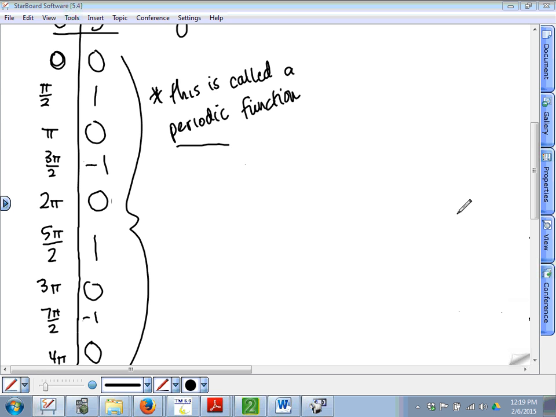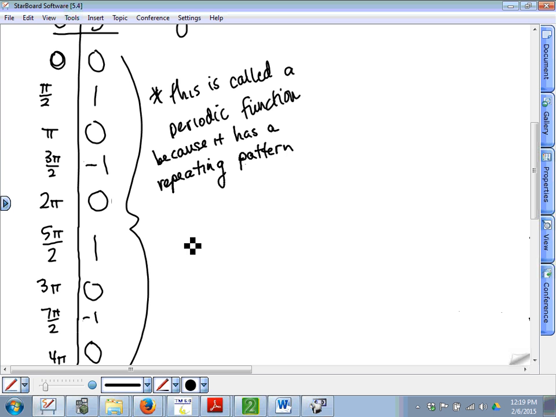Anyway. This is called a periodic function. What did you notice was peculiar about it? It's a repeating pattern. Okay, let's write that. This is called a periodic function because it has a repeating pattern. Right? Specifically in the y values, 0, 1, 0, negative 1, 0, 1, 0, negative 1. It would just keep going and going, right, Brady?